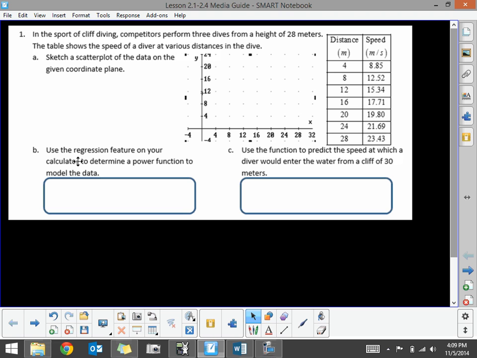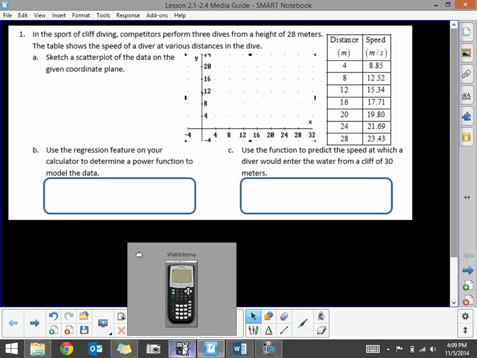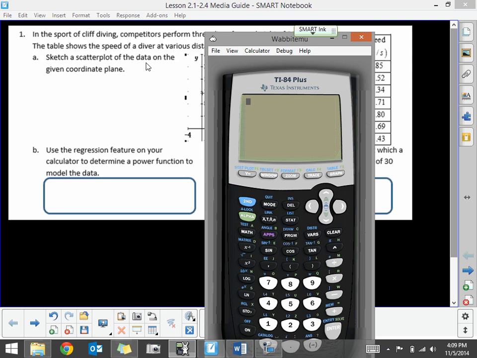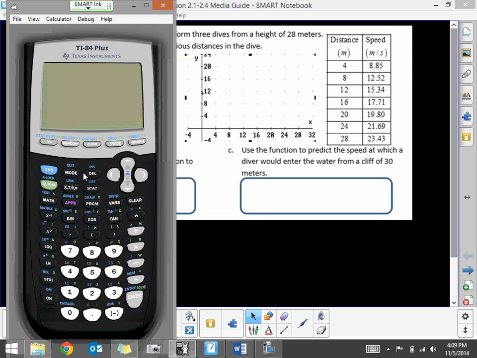But letter B said, use your regression feature in your calculator to determine a power function to model the data. I thought I was being kind by telling you to use a power model rather than having you try to find a quartic, quadratic, or cubic and see which one made the best fit. The best fit for this one is a power model. I put all these values into the stat editor already. I edited the list, put the distances in list 1 and the speeds in list 2, and then I'm going to look at my scatter plot.